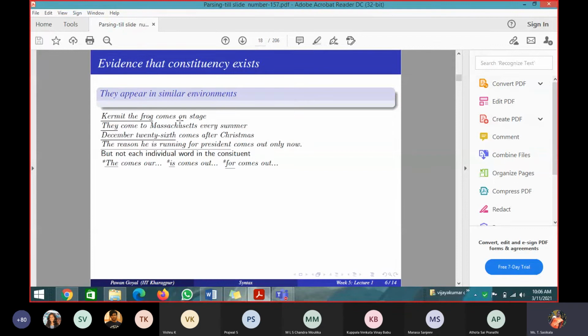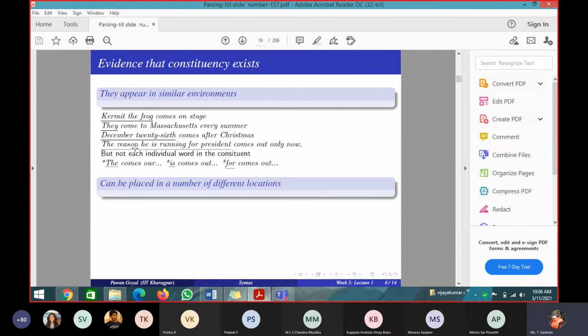Kermit the Frog comes on stage. December 26 comes after Christmas. So in these words, these all form noun phrases. I had given only the noun phrase; here I made it a proper sentence with the noun phrase. But that is not our aim.